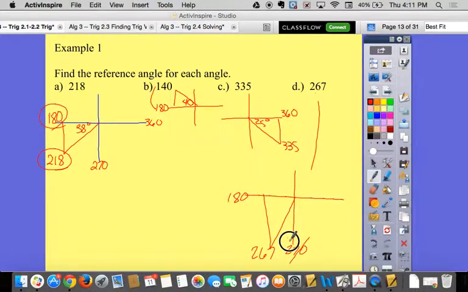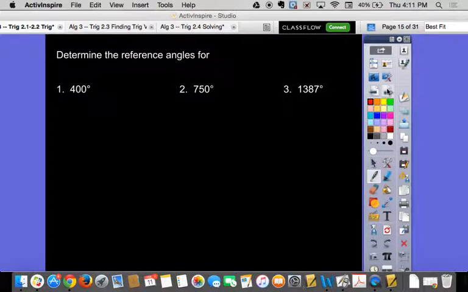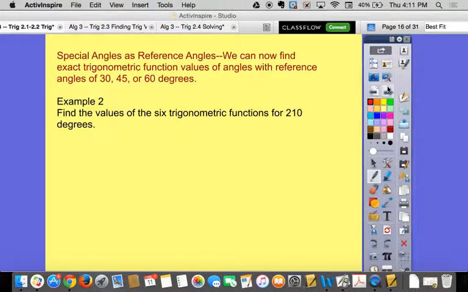You never ever use 270 in your computations. 267 minus 180, it's always big number minus small, 87 degrees. That's what you do to figure out a reference angle. But we're interested in the ones that come out with 30s, 60s, and 45s, because that's what's going to be useful to us. We're going to do some of these.